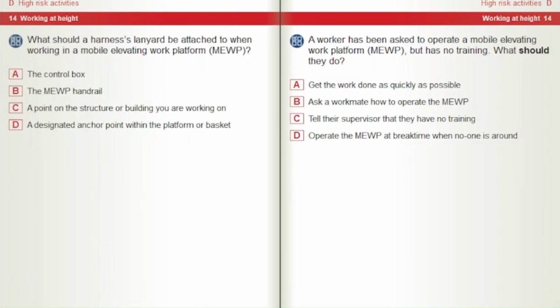A worker has been asked to operate a mobile elevating work platform, MEWP, but has no training. What should they do? Get the work done as quickly as possible. Ask a workmate how to operate the MEWP. Tell their supervisor that they have no training. Operate the MEWP at break time when no one is around.